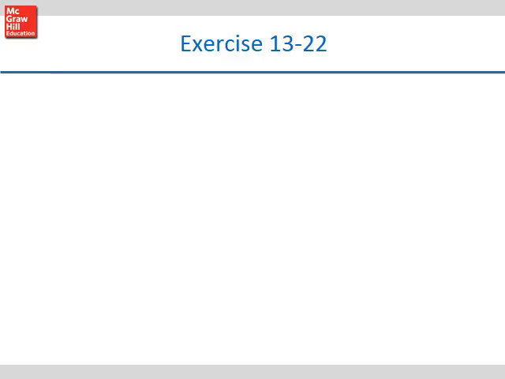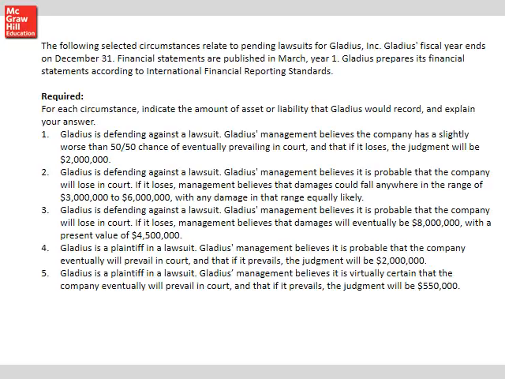Exercise number 22. The following selected circumstances relate to pending lawsuits for Gladius Incorporated. Fiscal year ends on December 31st and financial statements are published March of year 1. Gladius prepares its financial statements according to IFRS, International Financial Reporting Standards. For each circumstance, indicate the amount of asset or liability that Gladius would explain. Okay, so this is basically the same problem that we just did before, except the rules are under IFRS instead of under U.S. GAAP.